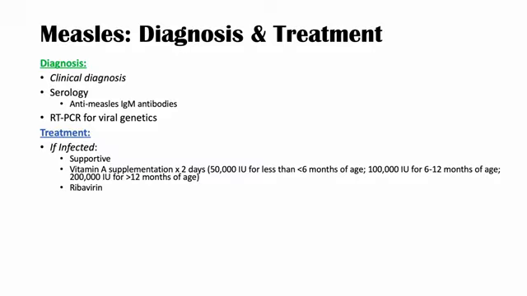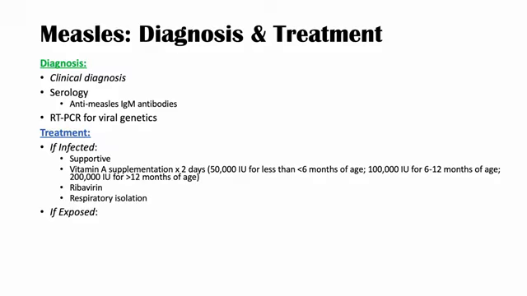There is also some evidence for using the antiviral ribavirin. Because there are so many bad complications of a measles infection, if the individual has a very severe presentation and you're worried about complications, you can try ribavirin as well. And what's also important is respiratory isolation. You want to isolate the infected individual because you don't want them spreading it around to other individuals.